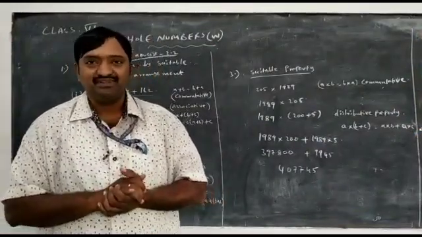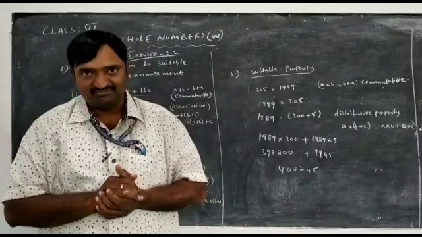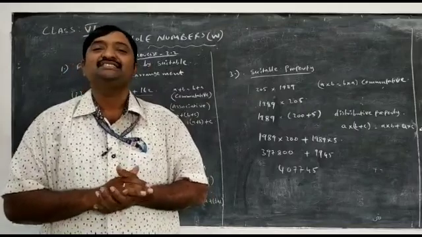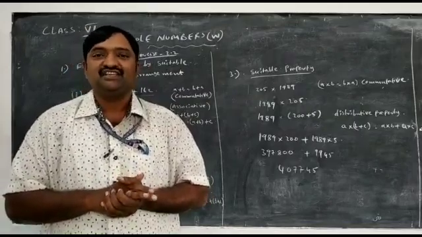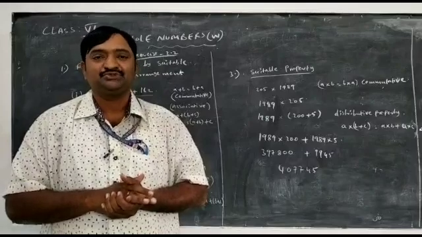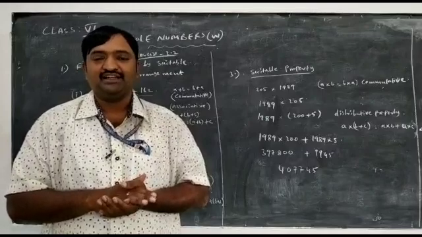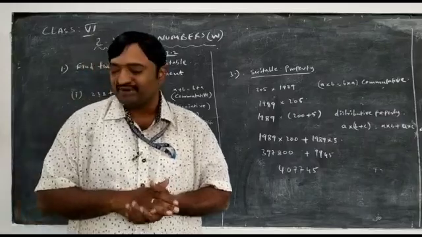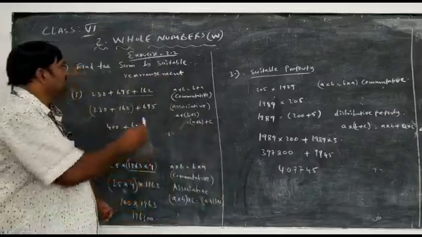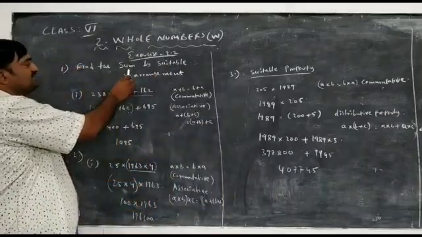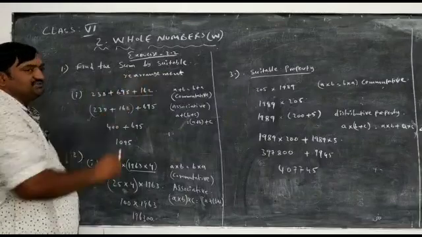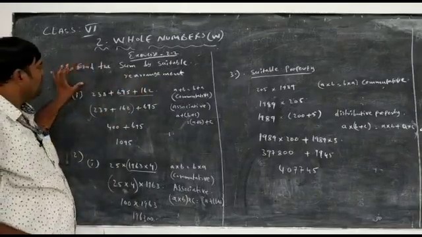Last class we completed properties of whole numbers. Today in this properties conditions relation exercise we will do exercise 2.2. Everyone open your textbook and observe exercise 2.2. In this first question, find the sum by suitable rearrangements.